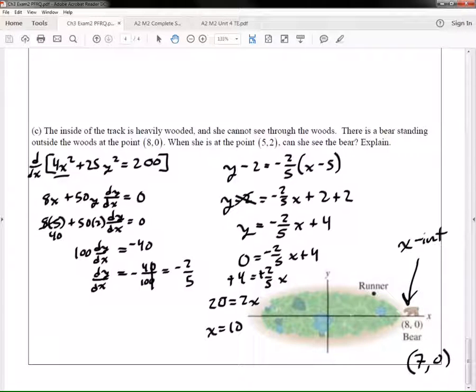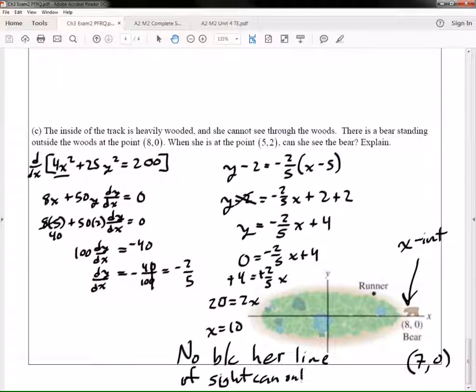Can the runner see the bear? No, because her line of sight can only see x or anything greater than or equal to 10. I like that.